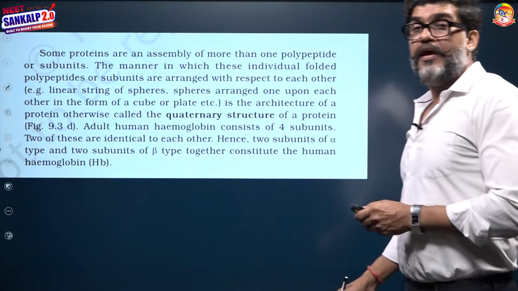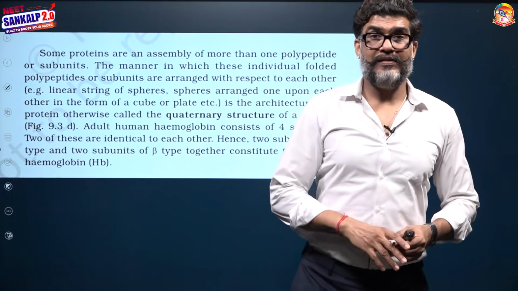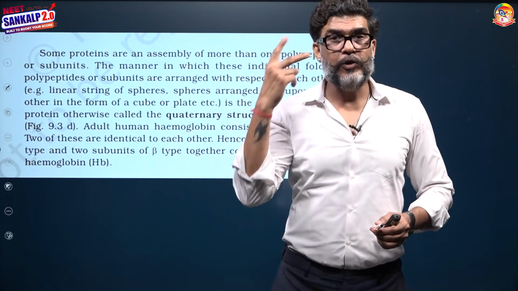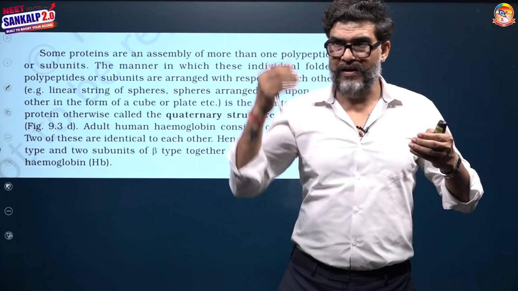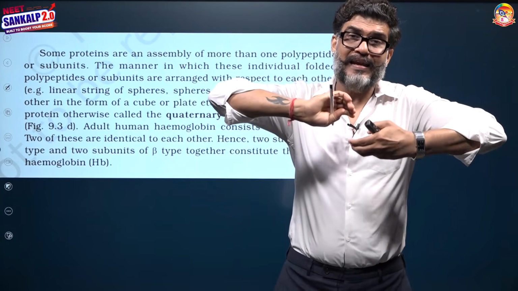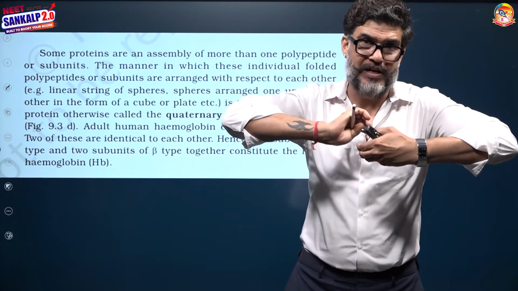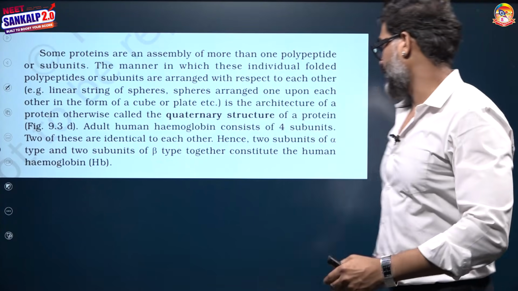For example, in hemoglobin, as we know, there are 2 alpha chains and 2 beta chains. So these 4 polypeptide chains, 1 alpha, 1 beta, 1 alpha, 1 beta, remain arranged in what manner with respect to each other? That is the quaternary configuration.